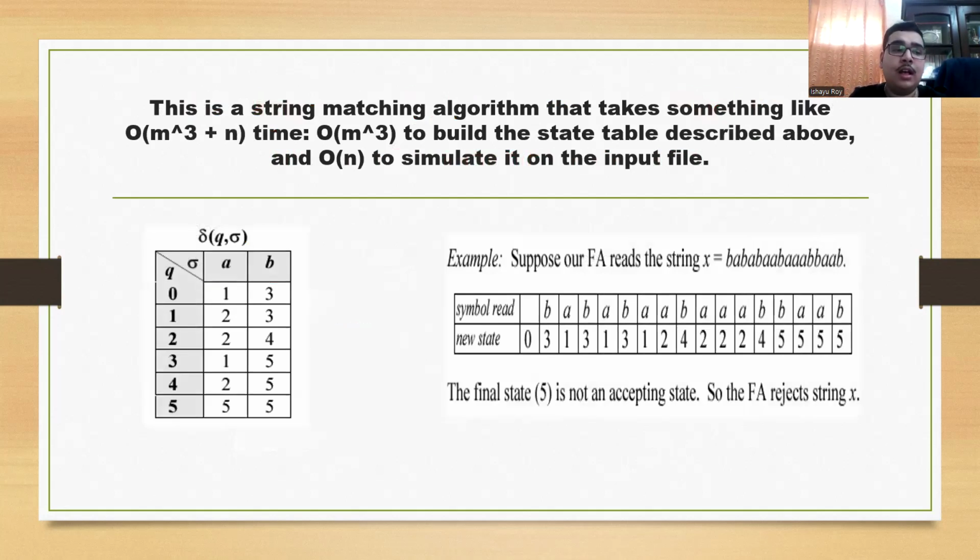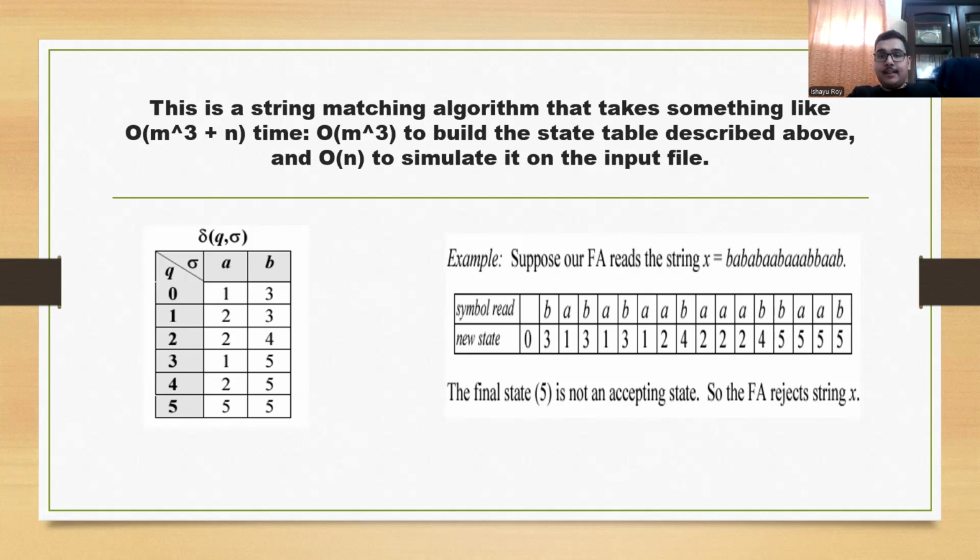So this matching algorithm will take some time of big O of MQ plus N, where big O of MQ is to build the state table and big O of N is to simulate it on the input file. So you can see the transition table here. The states and transitions are given, that is the present state and then the next state based on the transition A or B. So like 0 with A gives you 1, 0 with B gives you 3, and so on.